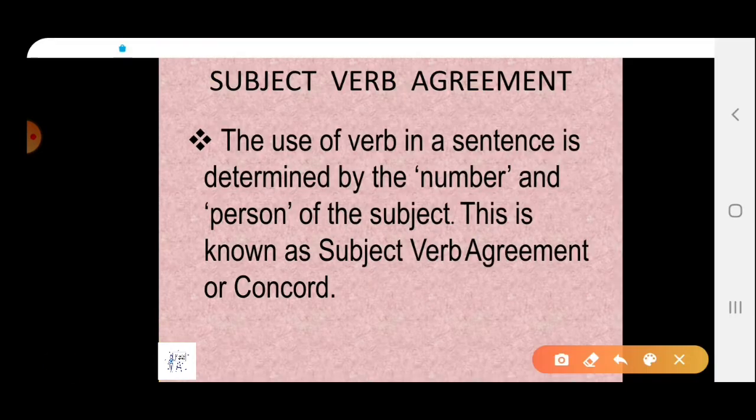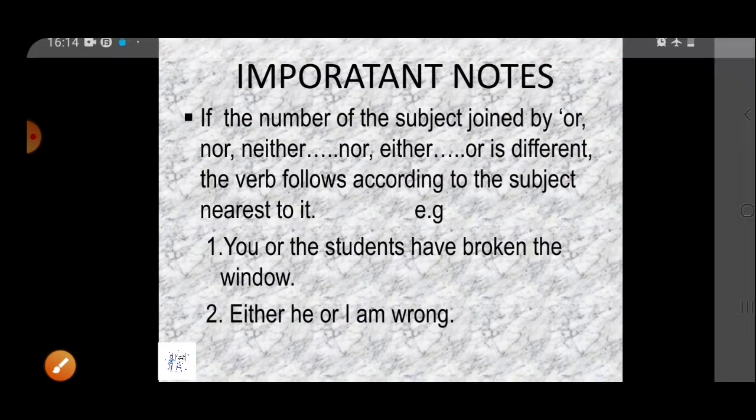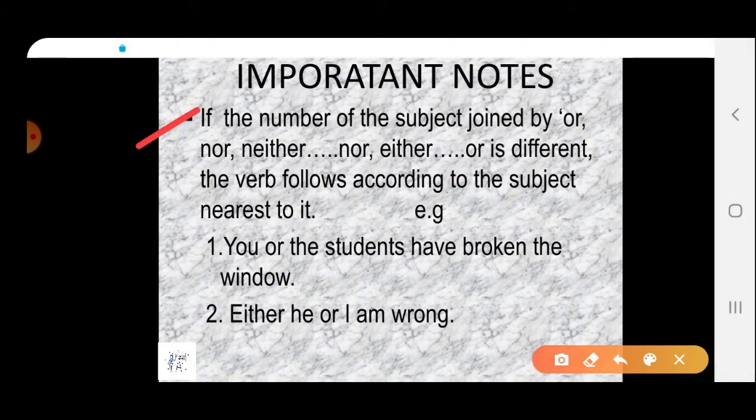As we read, the use of verb in a sentence is determined by the number and person of the subject. This is known as subject-verb agreement or subject concord. Let's see some important points. If the number of the subjects joined by or, nor, neither nor, either or is different, the verb follows according to the subject nearest to it. Means we have to see the subject that is given after these words. How? Let's see these two examples that I have taken here.